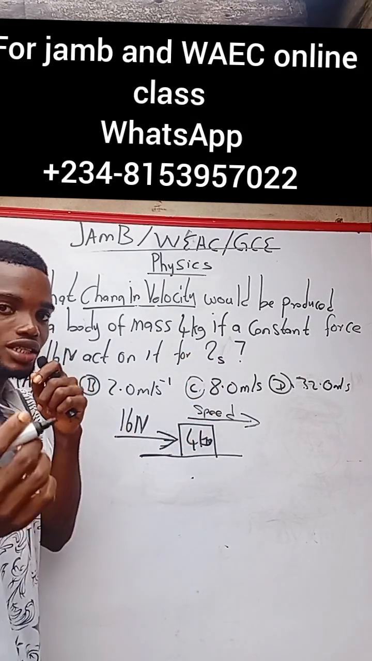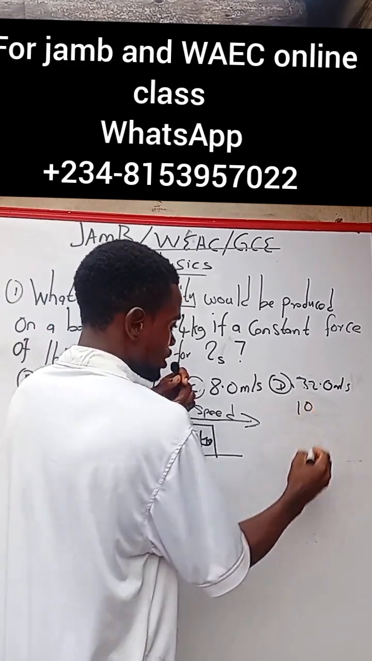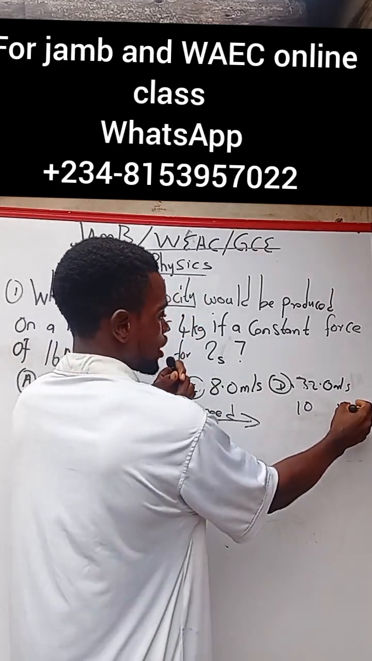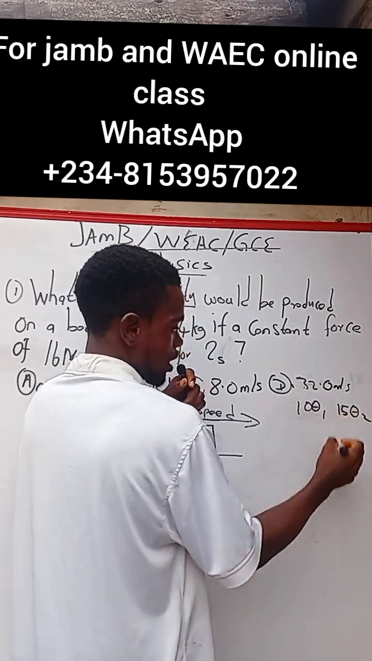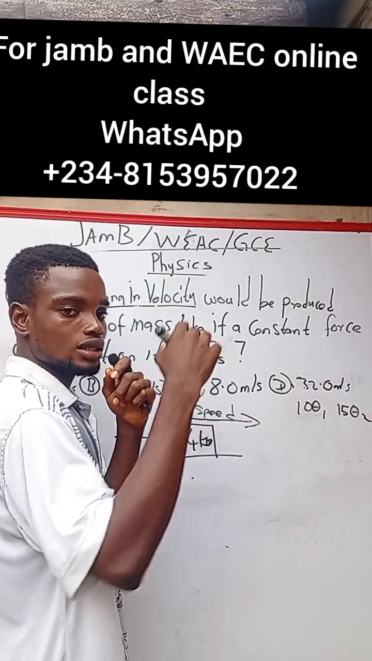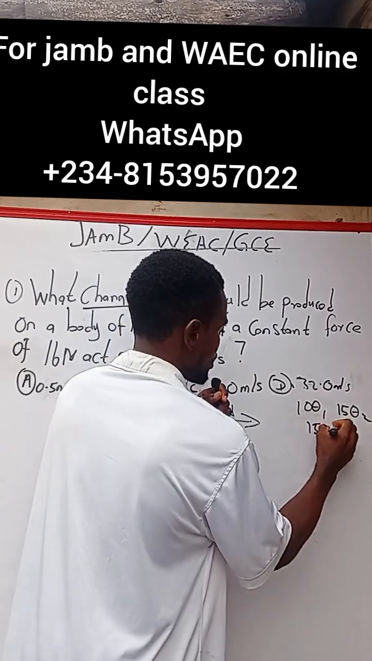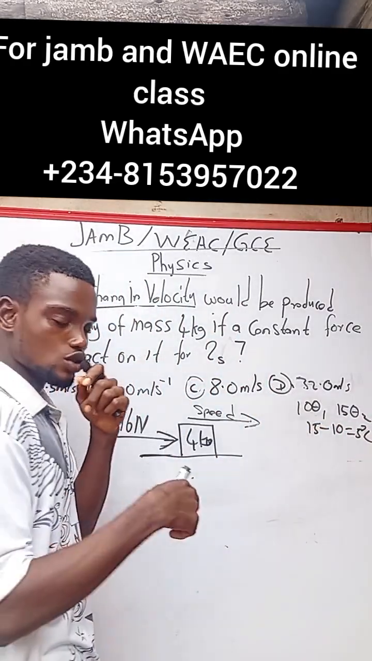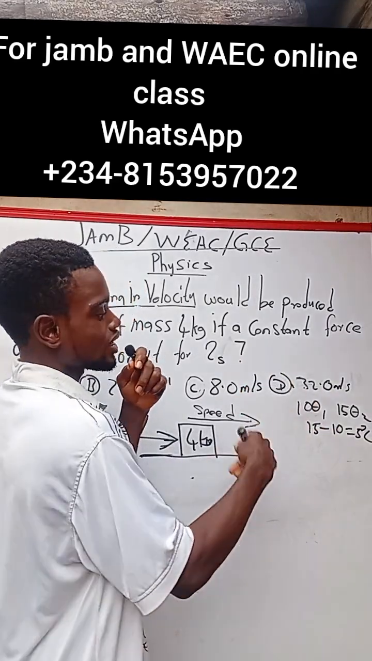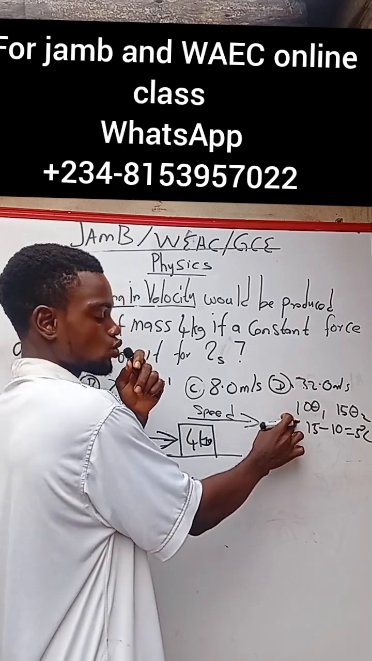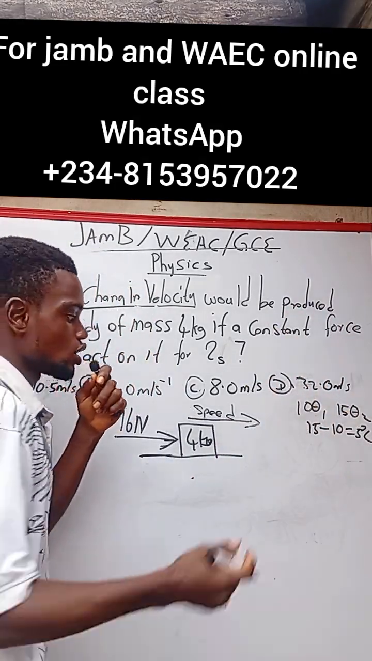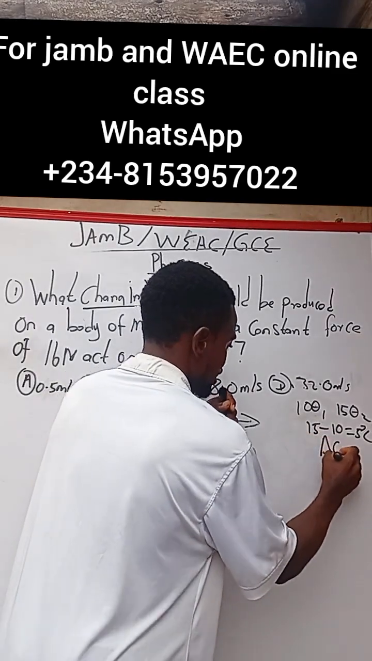Change in velocity is just like change in temperature. If the morning temperature was 10 degrees Celsius and in the afternoon it becomes 15 degrees Celsius, by subtracting theta 1 from theta 2, you get the change in temperature, or increase in temperature. That is 15 minus 10, which gives 5 degrees Celsius.